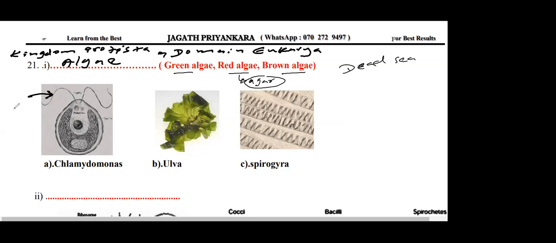What is this called? Flagella. That is for locomotion. And this Chlamydomonas is a unicellular alga. There are multicellular algae also. Unicellular: one cell, the entire organism, one cell. One cell becomes an organism. Then Spirogyra, so all these are chlorophyll products. Ulva, I told you this is marine food.